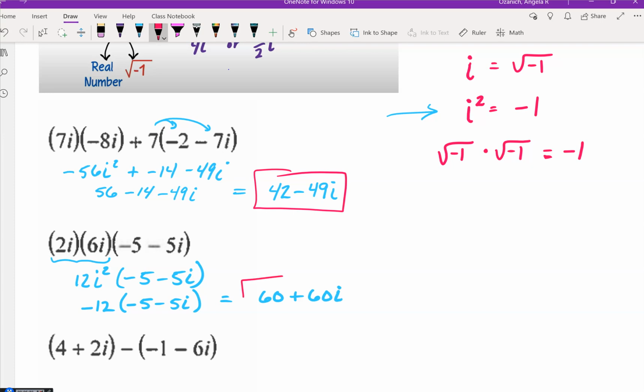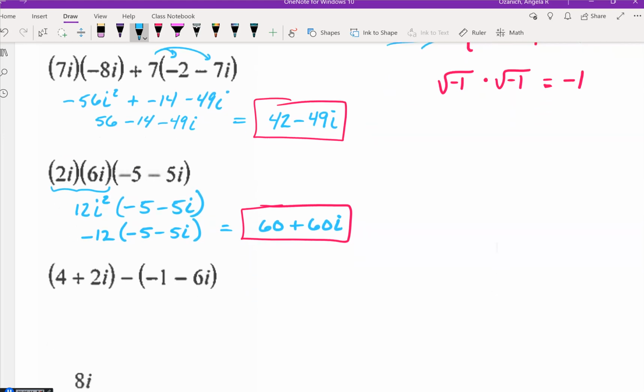So that's how that one rolls out. Pretty easy so far. Just deal with that like you would any normal variable, except for the situation where you have to simplify a little bit further if you have an i squared. Let's try this one.